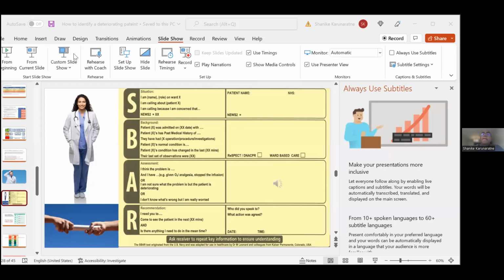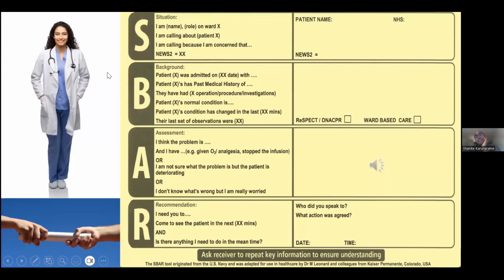Can you see now? Yes, sir. Slide share. Can you see now? Yes, sir. Full screen? Right.